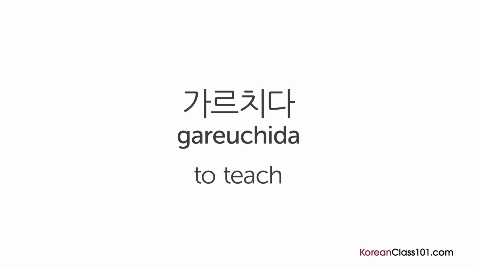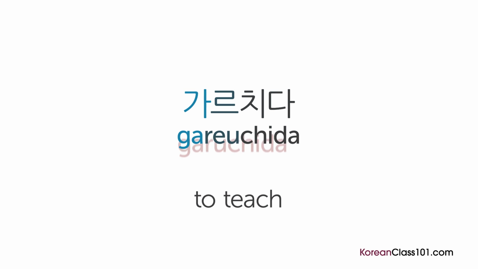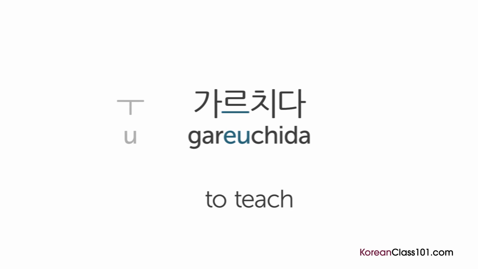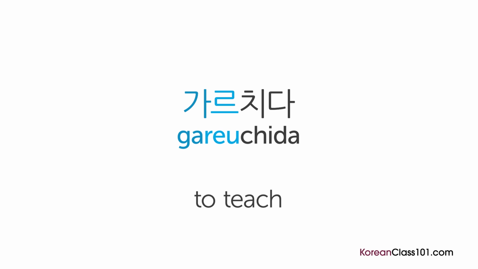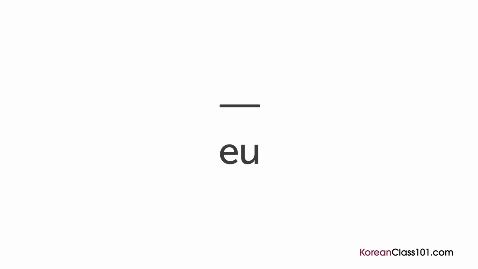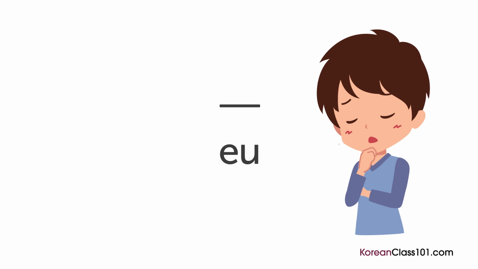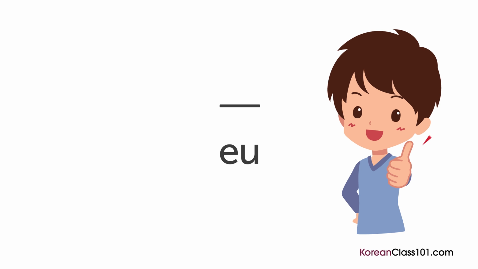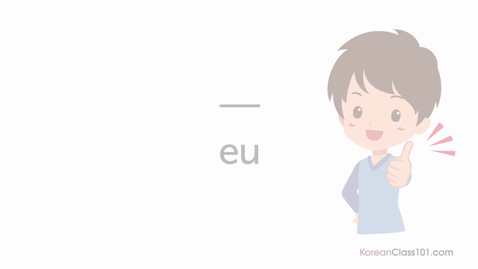One last example is the word 가르치다, meaning to teach. One more time, it's not pronounced 가르치다, but 가르치다. Again, this vowel 으 is much wider than the vowel 우. Listen one more time slowly. 가르치다. Because the Korean vowel 으 doesn't exist in English, it can be difficult to distinguish when you hear Korean. Please listen carefully to the pronunciation of native speakers to completely understand how this vowel is pronounced.